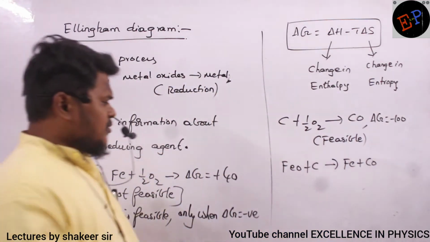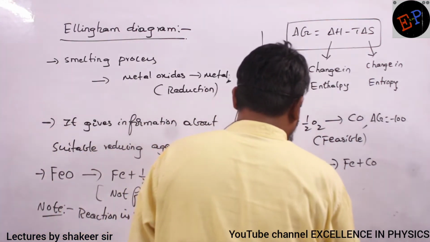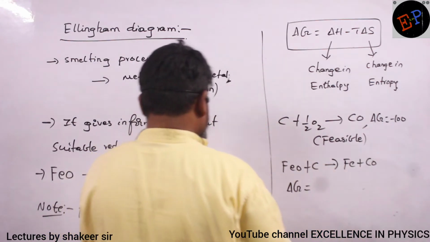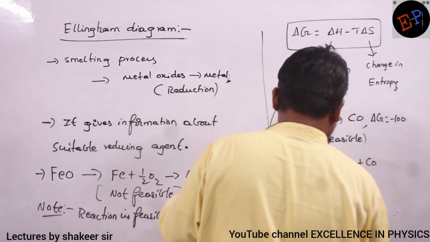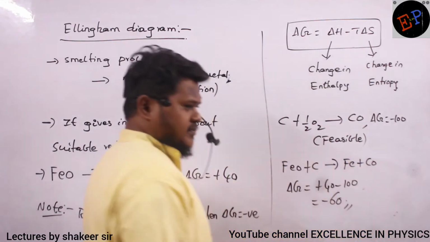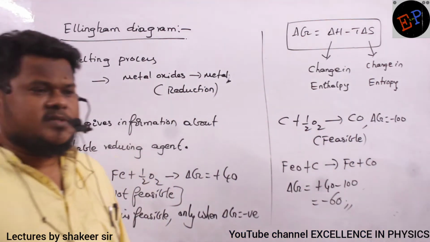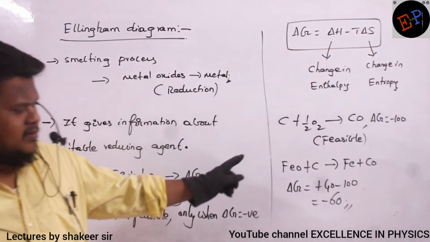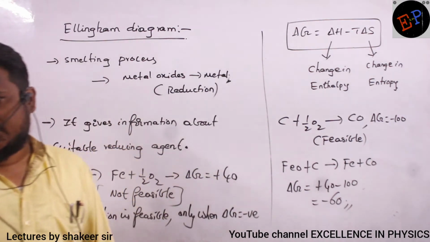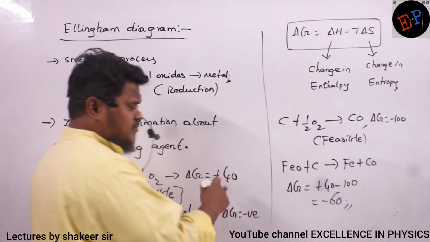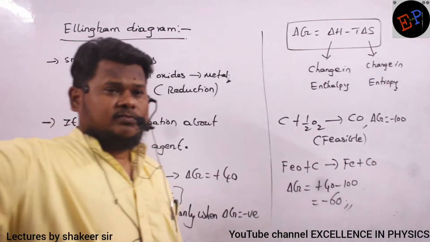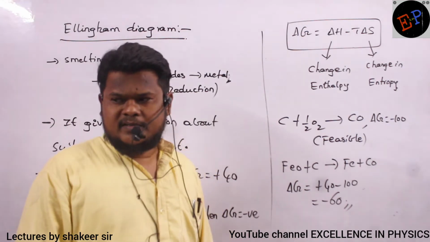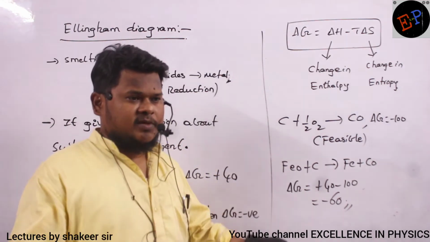Now here what is the total delta G value? For this one delta G value is plus 40 and for this one it is minus 100. So the total delta G value is minus 60. So what do you understand by minus 60? We understand that this reaction is feasible. Why is it feasible? Because we got a negative delta G value, and the more negative the value, the more instantaneous the reaction will be, or we can say it is a more feasible reaction.